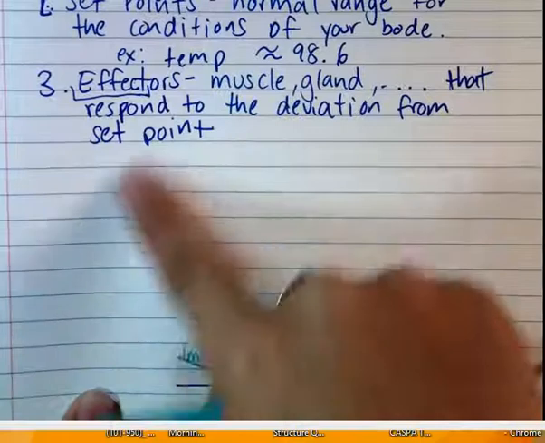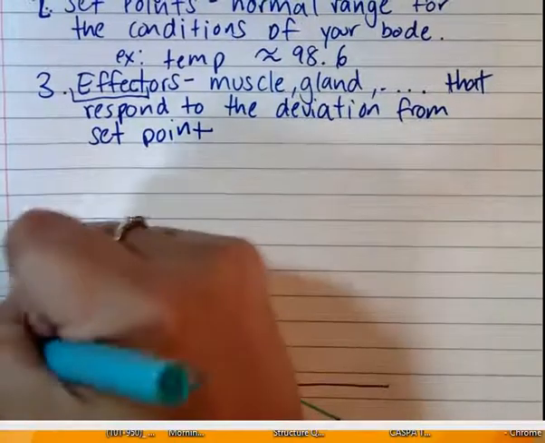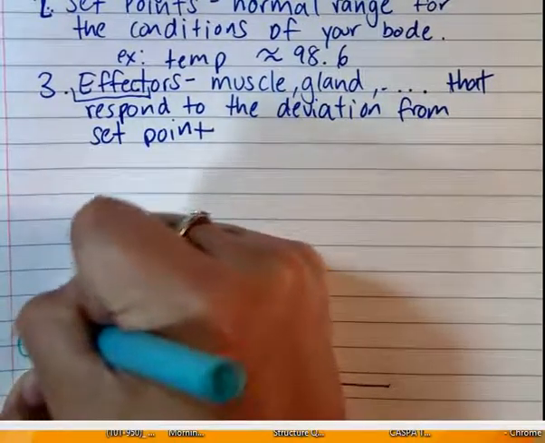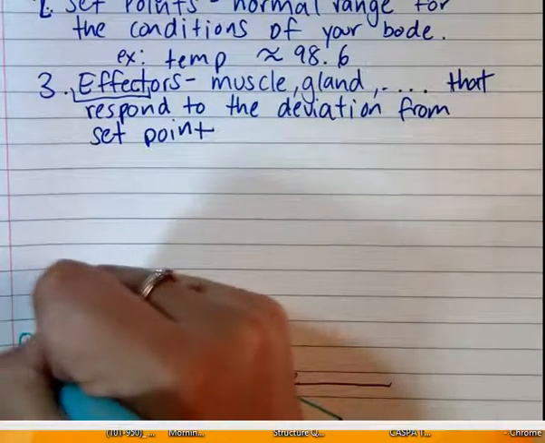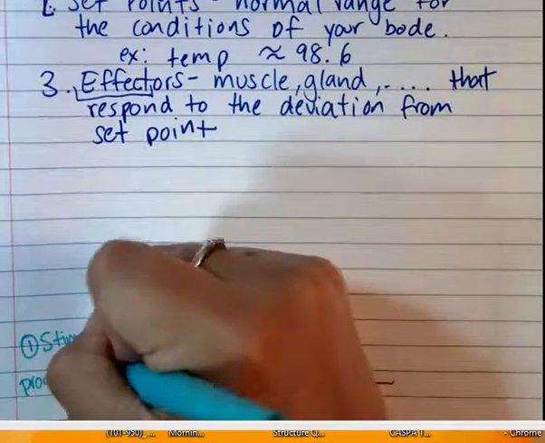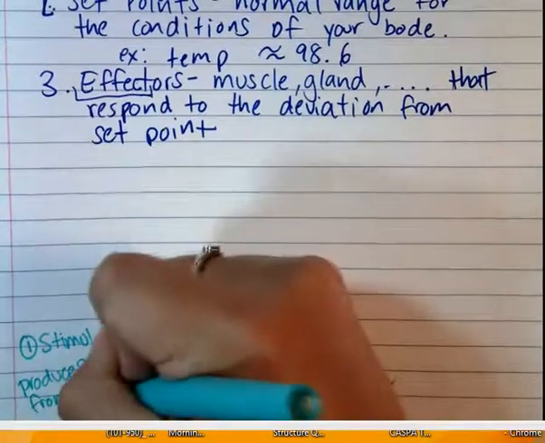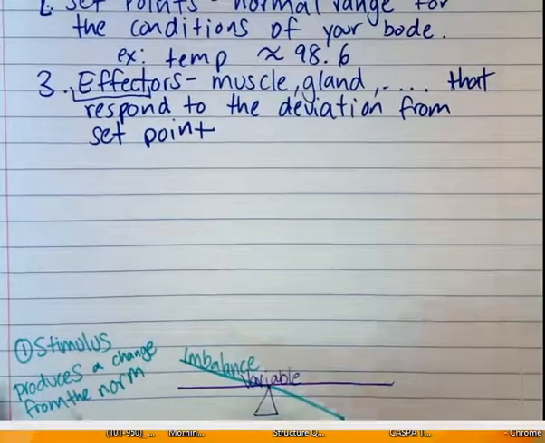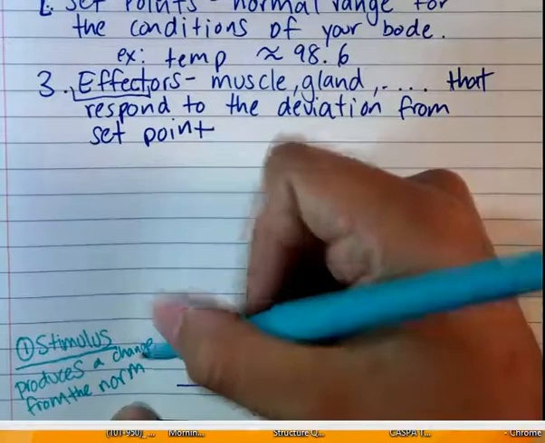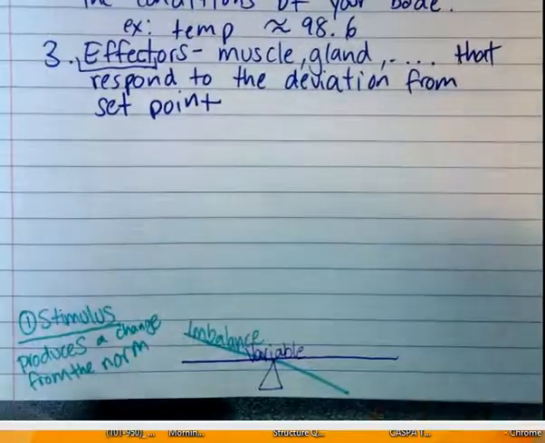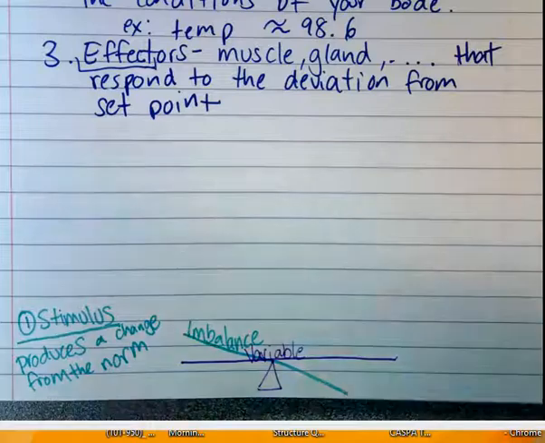This is going to set certain things in motion. That first thing that happens, this imbalance, is going to be your stimulus. Your stimulus is something that produces a change from the norm. So that's step one. After you have this stimulus, this needs to be detected by your body. So this is going to be sensed. That's the second part.